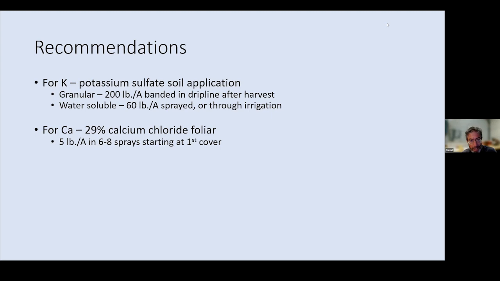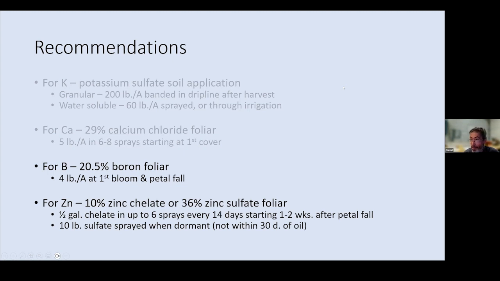Water soluble is a little bit more movable in the soil, so it's likelier to get to the roots quicker. Calcium chloride foliar sprays are used, and the recommendation would be 5 pounds per acre in 6 to 8 sprays starting at first cover, which will result in 9 to 12 pounds of calcium. That'd be the intermediate range according to Penn State. And 30 to 40 pounds of that 29% calcium foliar per acre per season. For boron, 20.5% boron foliar, applying 4 pounds per acre at first bloom and petal fall.